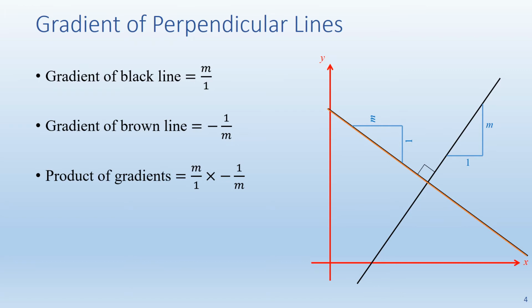When we multiply those two gradients together, we will get minus 1. And so if the product of two gradients is minus 1, we know that the two lines are perpendicular.